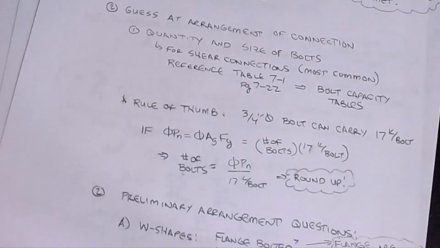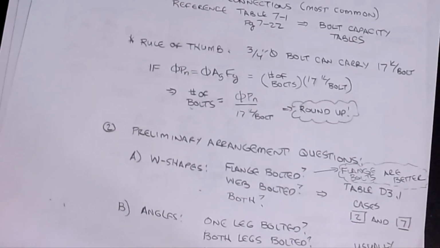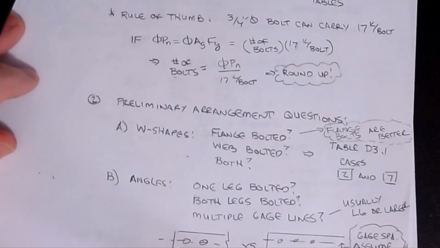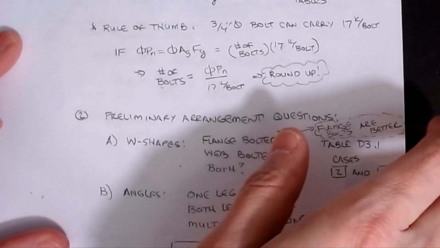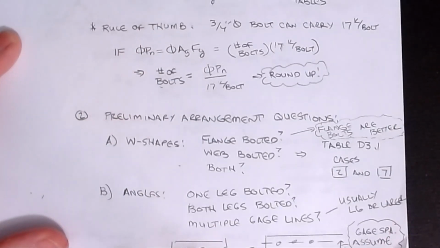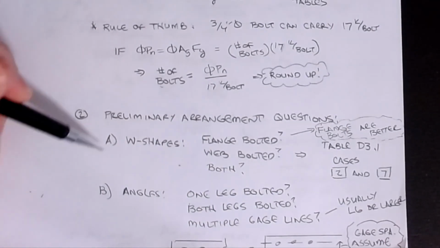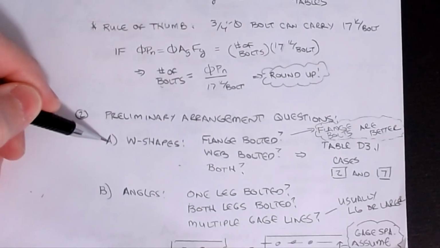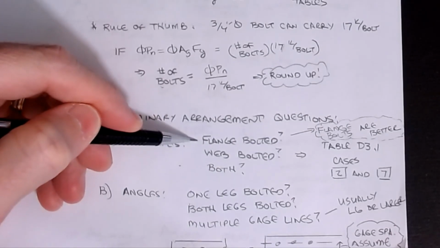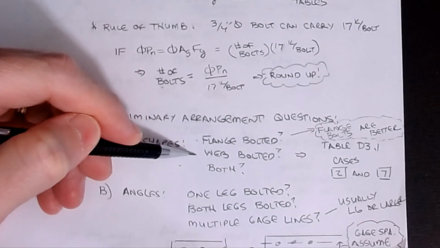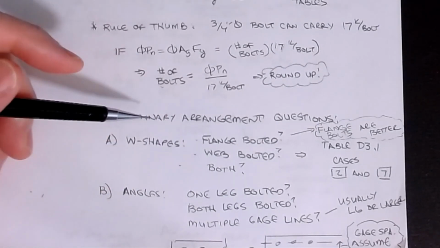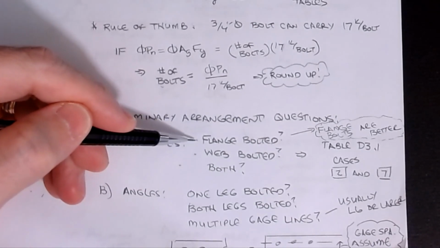Because that will dictate the length of the connection and the geometry and how we can lay things out, which then dictates parameters that help us with our shear lag coefficient, which we'll need for net fracture. Now, some preliminary arrangement questions about these bolts are in the back of my mind. For W shapes or wide flange shapes, am I bolting the flanges? Should I bolt the web? Should I bolt both?